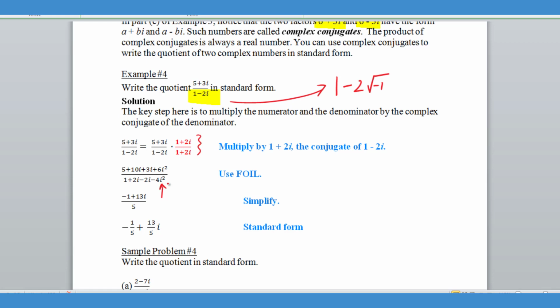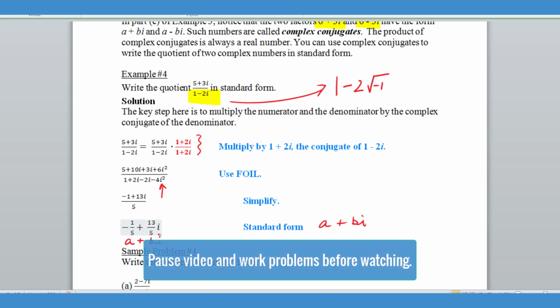As a final part of simplifying these types of problems, you must write the final answer in standard form, which is a plus bi. And you can see here, negative 1 plus 13i over 5. Having that common denominator actually combines those two parts together, and we want them separate. When we separate them with the denominators, we're separating the real part from the imaginary part. So what I'd like you to do now is work sample problem number 4, parts A and B. See if you can use the complex conjugates to eliminate the i from the denominator, and then write your final answer in standard form.